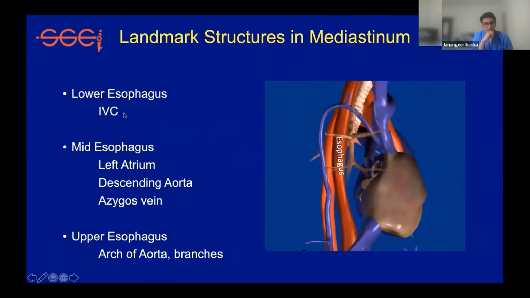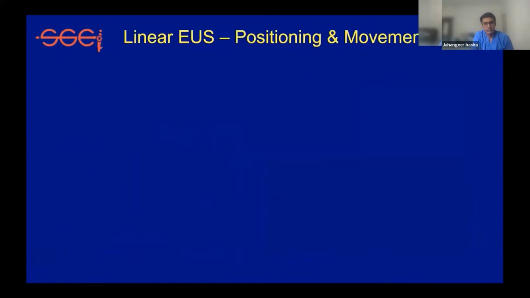In lower esophagus, we have the IVC. In mid esophagus, left atrium is the most important landmark. Descending aorta and azygous vein are also important landmarks here. In upper esophagus, the arch of aorta and its branches are the important landmarks.